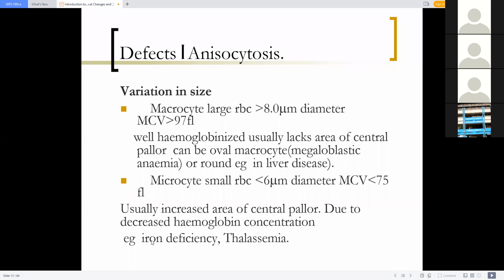So all these conditions form some of the topics that you will handle in the third year. They'll be introduced in second year, and then you'll handle them in more detail in the third year. Okay, so that's variation in size. Macrocytes, microcytes, right?